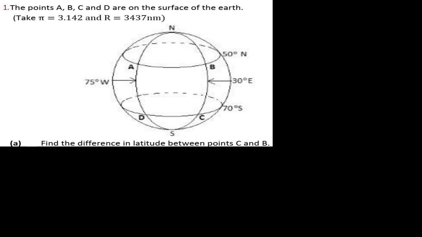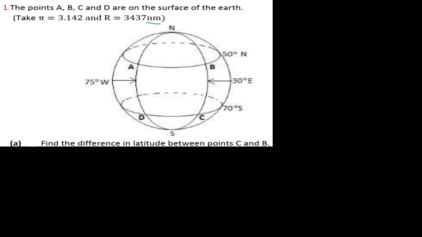Okay, so our first question reads: the points A, B, C, and D are on the surface of the Earth, taking pi to be 3.142 and r to be 3437 nautical miles. So r is simply the radius of the Earth. And take note of this unit, nautical miles, because sometimes they can give you kilometers and it will be another value. But in this case, they've given you nautical miles. So this should be your unit.